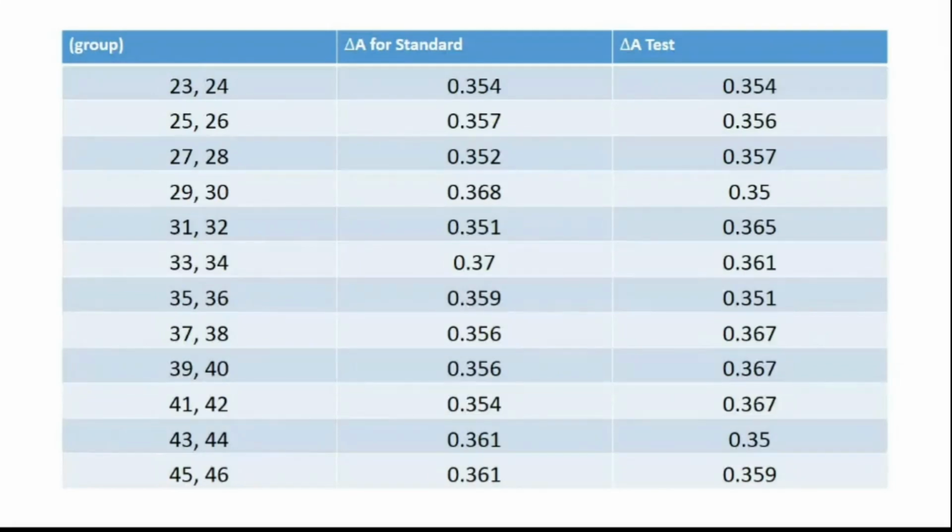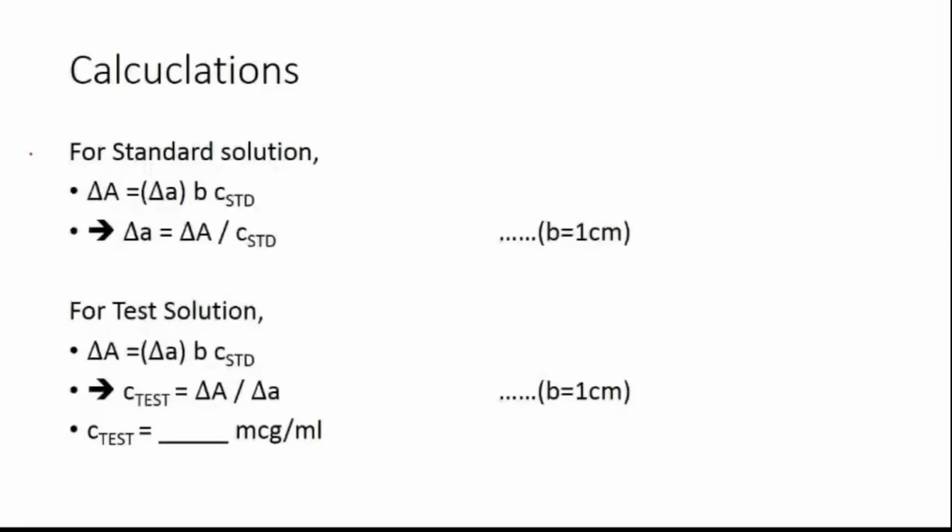Okay, after observations comes calculations. Okay, कैलकुलेशन मैंने एक्चुअली आपको बता दिया है. देखो कैलकुलेशन में पहले लिखेंगे फॉर स्टैंडर्ड सॉल्यूशन डेल्टा ए इज इक्वल टू डेल्टा स्मॉल ए मल्टीप्लाइड बाय पाथ लेंथ multiplied by concentration of standard. So delta A over here, small a will be equal to delta capital A divided by concentration of standard. B is taken 1 centimeter. Below that you will substitute the values, and on next line you will calculate value of delta A.